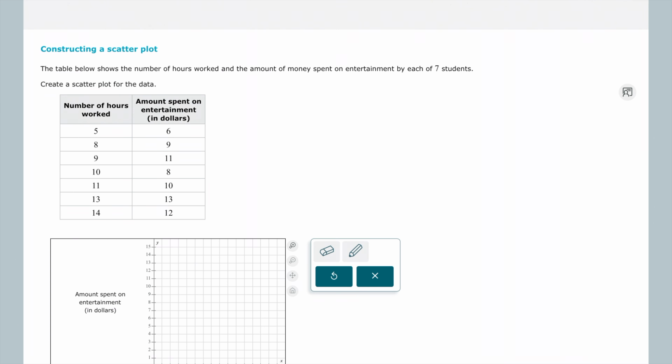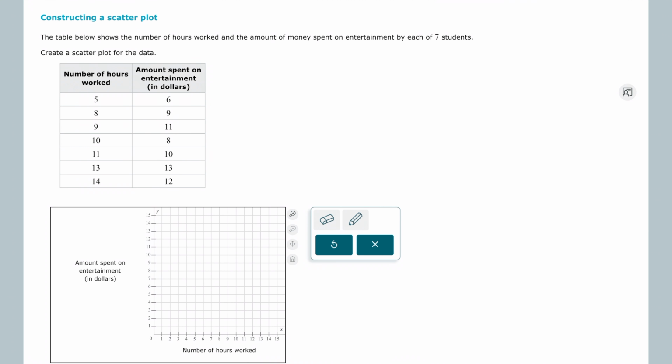All right, this is another one that's kind of prerequisite, but kind of not. This is number of hours worked compared to amount spent on entertainment. So you have two different variables. Your x's are the number of hours worked, and your y's are the amount spent. Usually x comes first, y comes second if it doesn't specify. It tells us on the graph that the number of hours worked is down there by the x-axis, and the amount spent on entertainment in dollars is the y-axis. So you go to x 5 and then y 6 for the first one, and then you go to x 8, y 9.